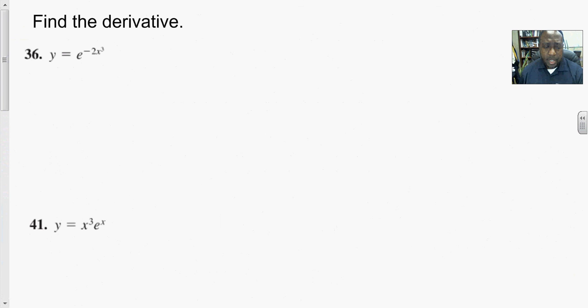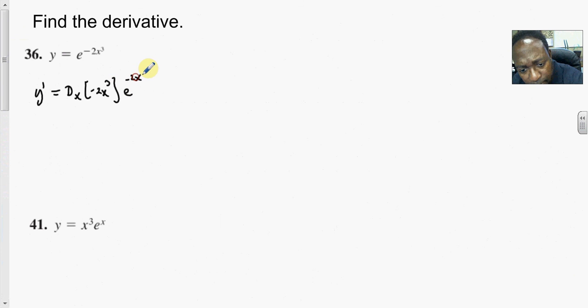Let's keep digging. Here we find the derivative. Yay! So y prime, the derivative is e to the u and then times the derivative of u. So this is the derivative of that negative 2x to the third times e to the negative 2x to the third. So y prime is negative 6x squared times e to the negative 2x to the third.